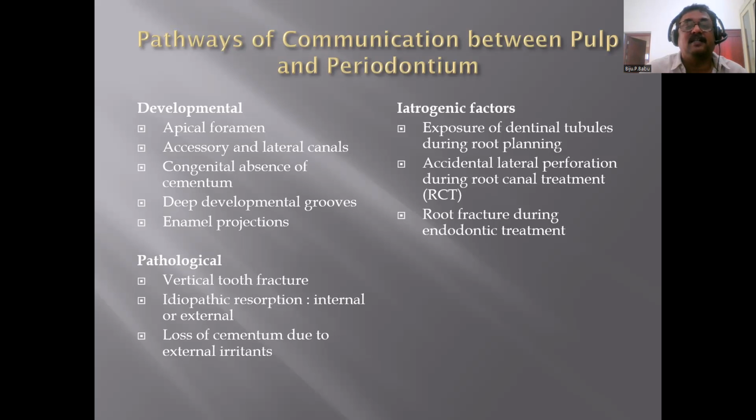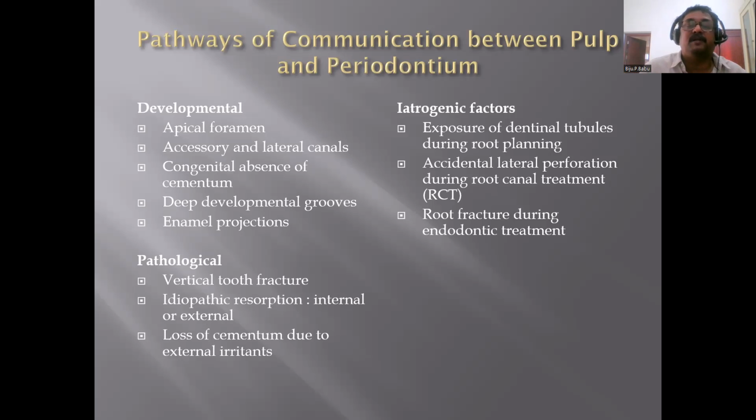Second, you have the accessory canals or the lateral canals, which are accessory communications of the pulp. They are canals which separate from the main canal at 90 degrees and communicate with the periodontal space. Then apart from that, you have congenital absence as a developmental defect. Sometimes there is congenital absence of cementum on the root surface or at the cemento-enamel junction. So when there is absence of cementum, the dentinal tubules can communicate directly from the pulp into the periodontal space.